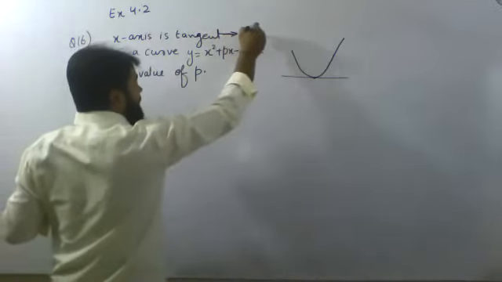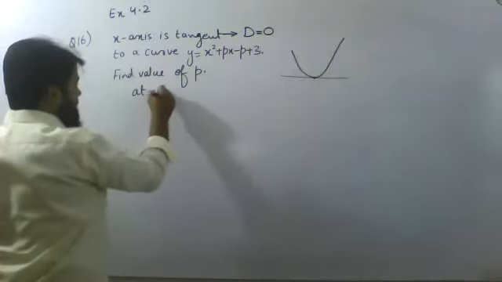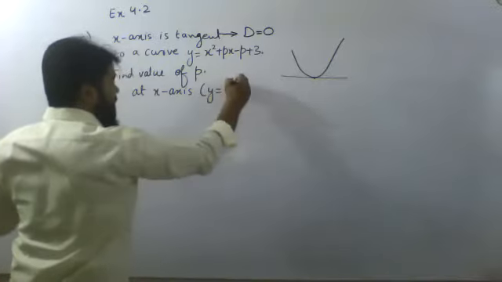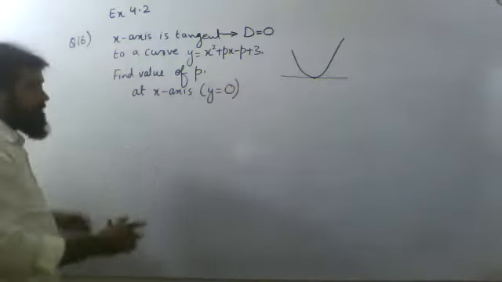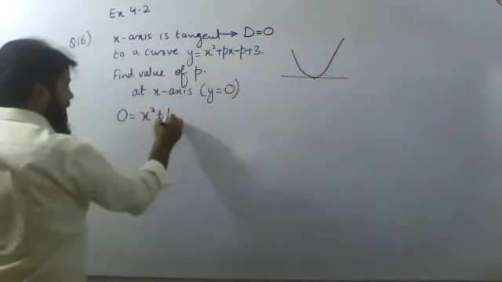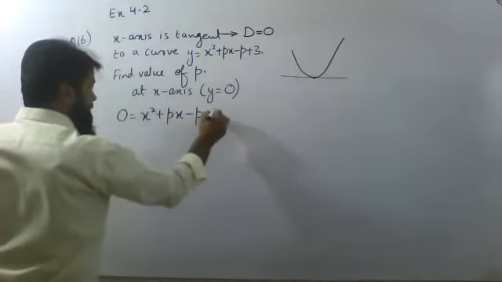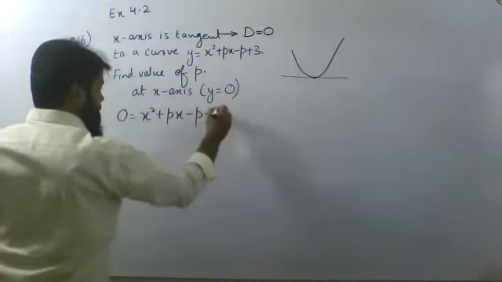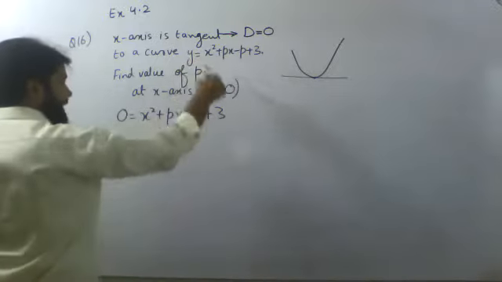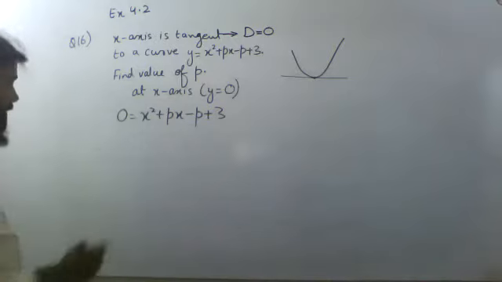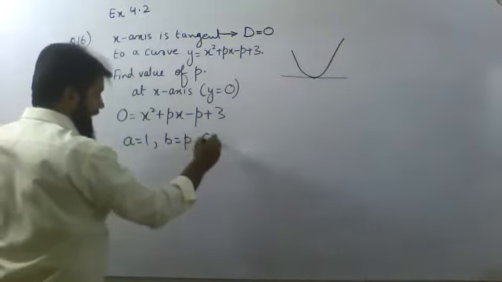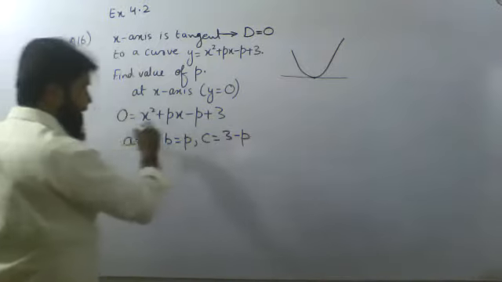Second thing, at x-axis, y will be taken as 0. It's the rule. On x-axis, y is always 0. Plotting it over here, 0 equals x square plus px minus p plus 3. X square plus px minus p plus 3. In place of y, I have written 0. So now a equals 1, b equals p, and c equals 3 minus p.